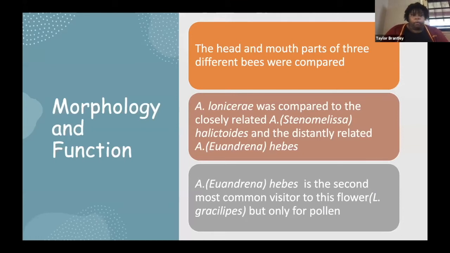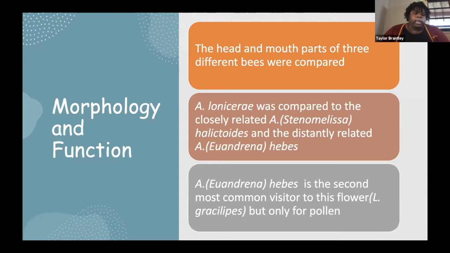Morphology and function. The head and mouth parts of three different bees were compared. They compared A. lanicerae to its closely related A. halictoides and a distantly related A. hebes. A. hebes is the second most common visitor to the flower L. gracipalis, but only for pollen.